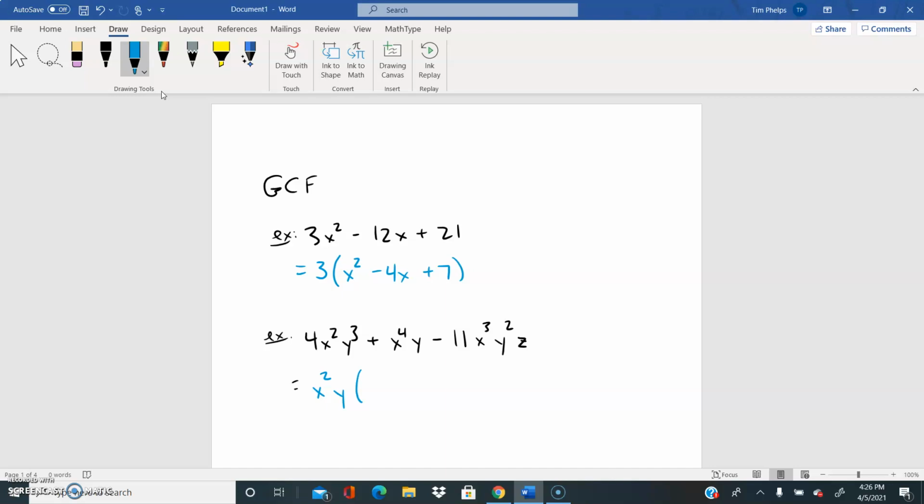When I divide it, I get the leftovers. I have 4, both x's are out, and I have 2 y's left behind. Plus the second term, I just have 2 x's left. And the last term, negative 11, and I have an x, a y, and a z. The idea here is if I multiply this back out, I should get back to where I started from. So that's the concept of doing GCFs.